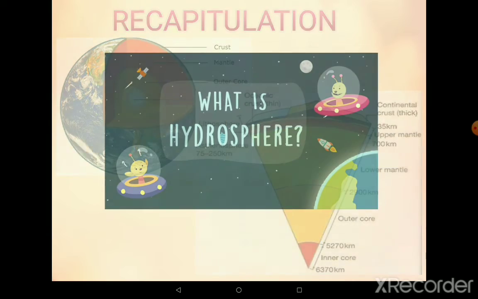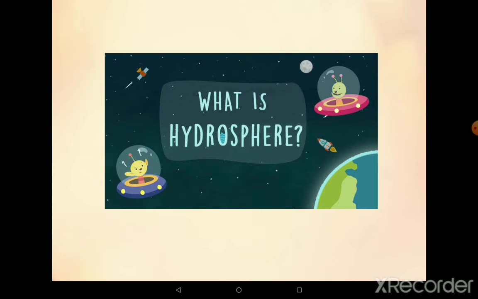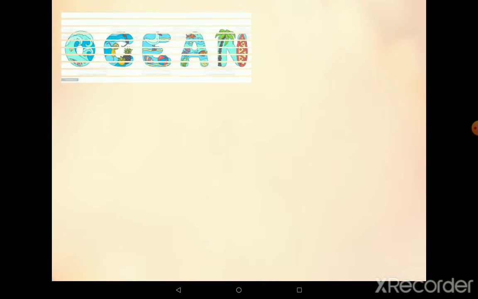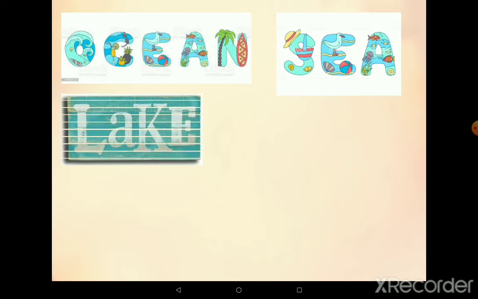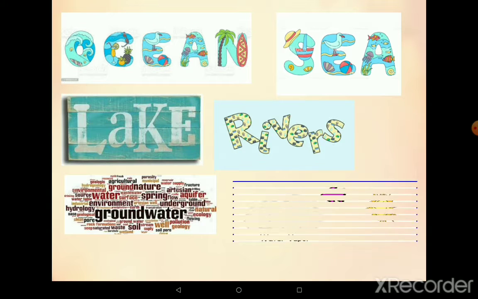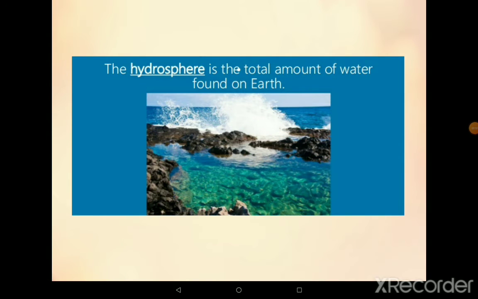Now today let's learn about what is hydrosphere. Hydrosphere comprises the oceans, seas, lakes, rivers, frozen water, underground water and water vapors in the atmosphere. The hydrosphere is the total amount of water which is found on the earth. Water covers more than 70% of the earth's surface, and that is why earth is called the blue planet.